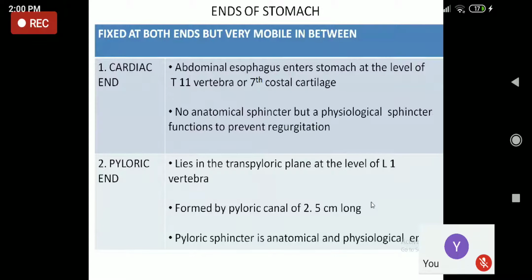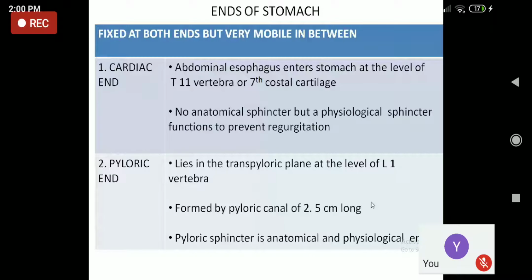Like in the last lecture, where we studied the lower esophageal sphincter, there is no anatomical sphincter, but functionally it acts as a sphincter because of the thickening of circular smooth muscle there, preventing regurgitation of gastric fluid into the esophagus.